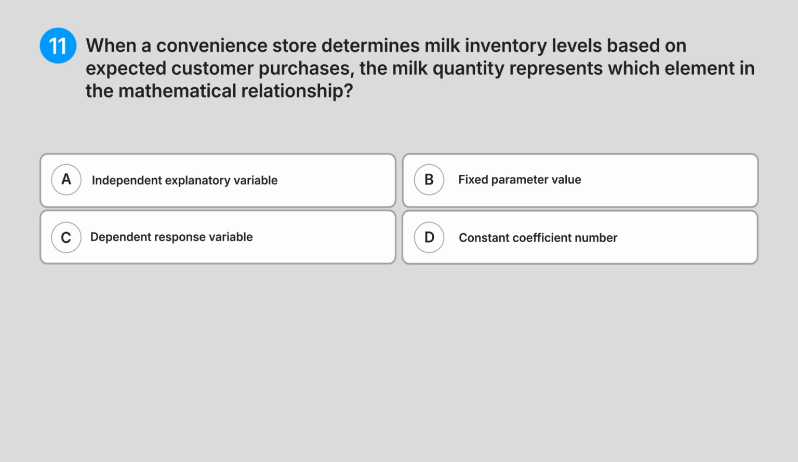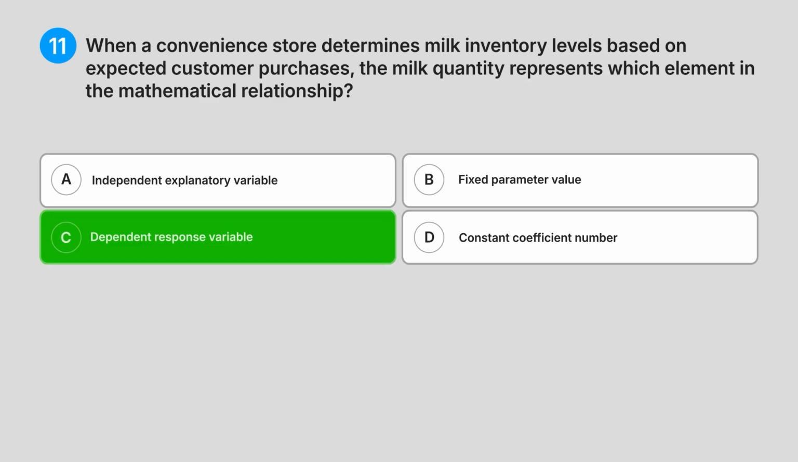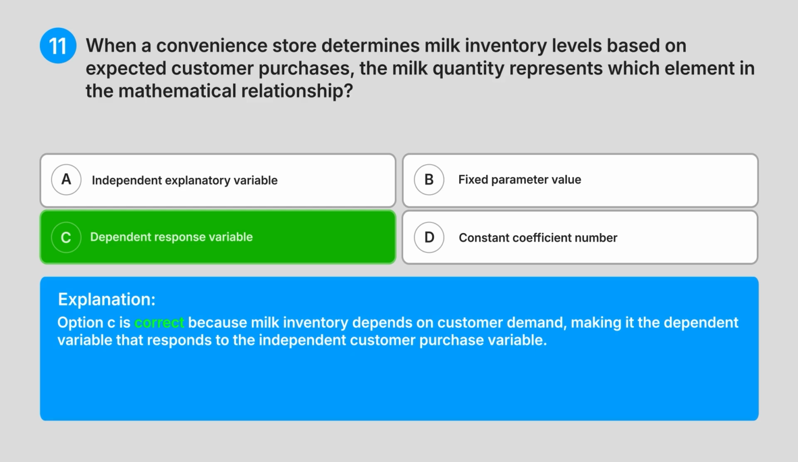Correct answer. C. Dependent response variable. Explanation. Option C is correct, because milk inventory depends on customer demand, making it the dependent variable that responds to the independent customer purchase variable.